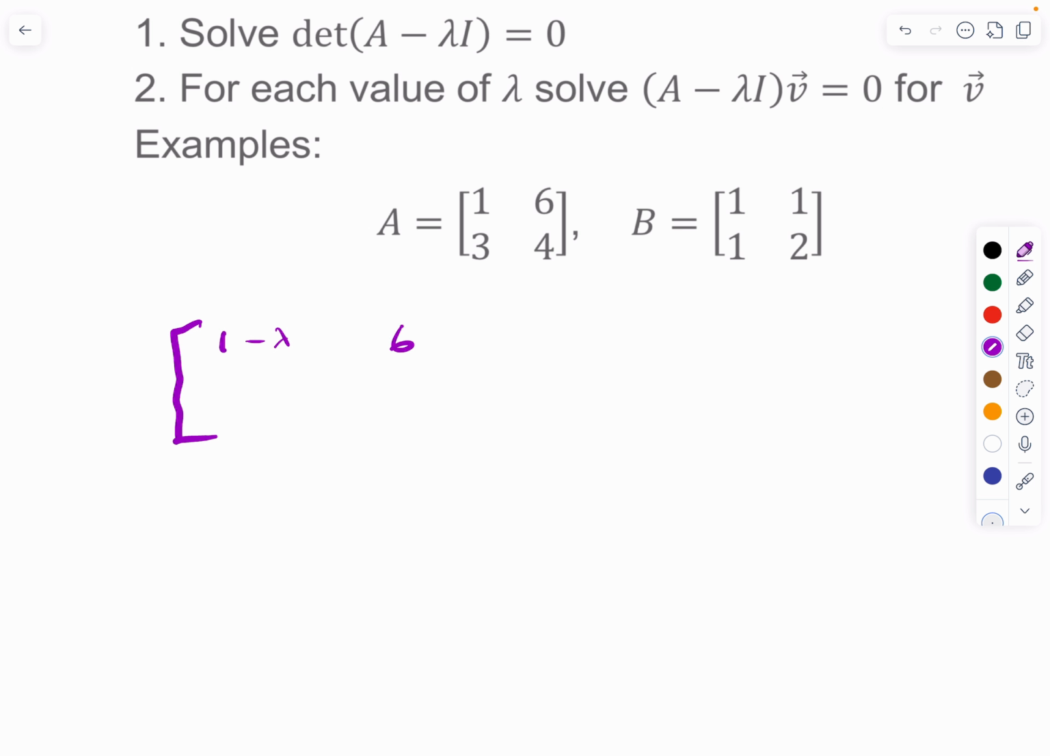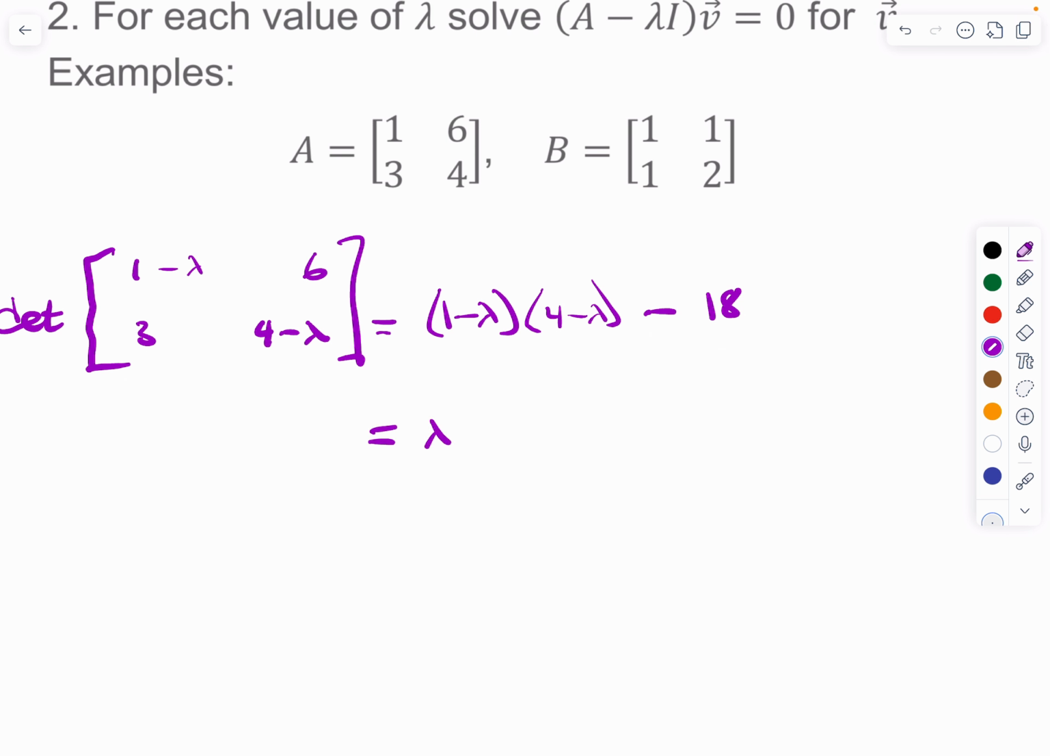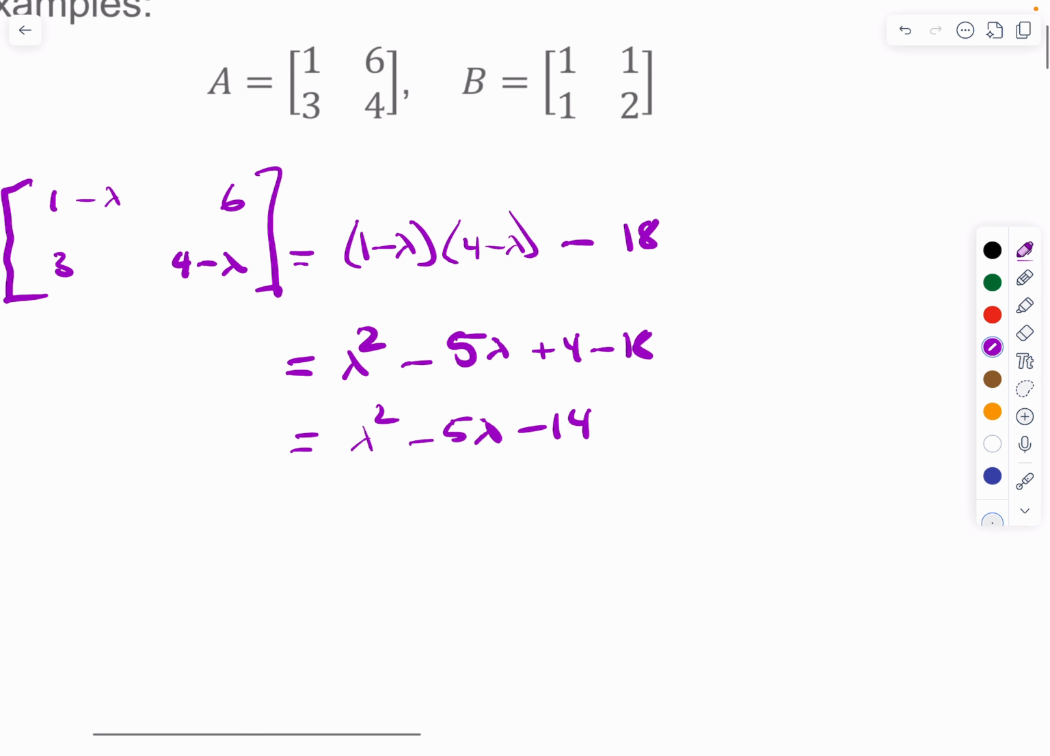The way that I do this is I'll start off by writing the matrix, and I'll put the lambda on the diagonal. And then we're going to do the determinant of this new matrix. So 1 minus lambda, 4 minus lambda, minus 18. So let's see, this is going to be lambda squared minus 5 lambda plus 4 minus 18. It's going to be minus 14. And this we're going to set equal to 0.